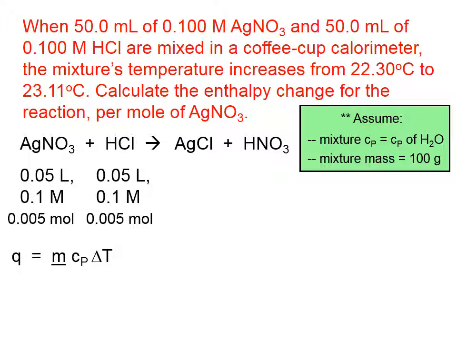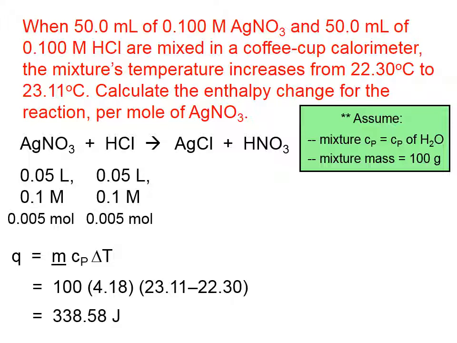The amount of heat that is exchanged or released in this reaction is going to be the mass, 100, multiplied by the specific heat of water, and then the temperature changes from 22.3 to 23.11 degrees Celsius, and we get a number like that, 338.58 joules. That is the enthalpy change for 0.005 moles of silver nitrate.